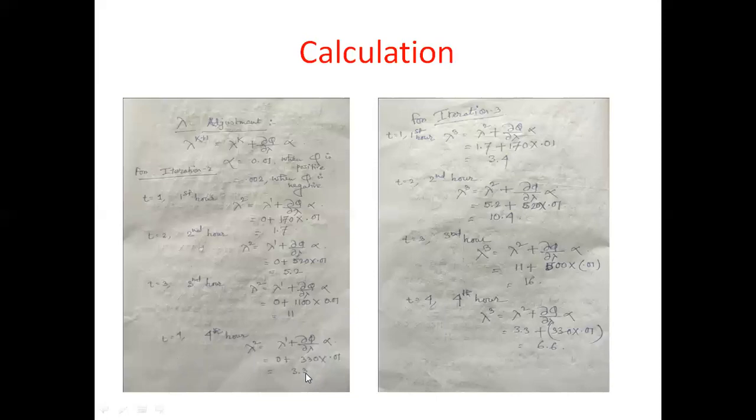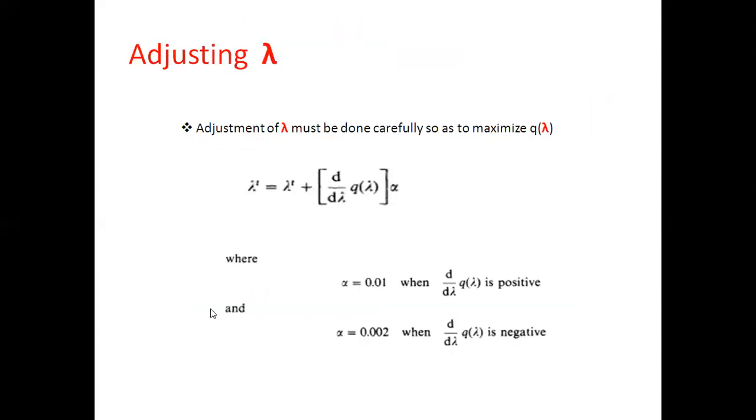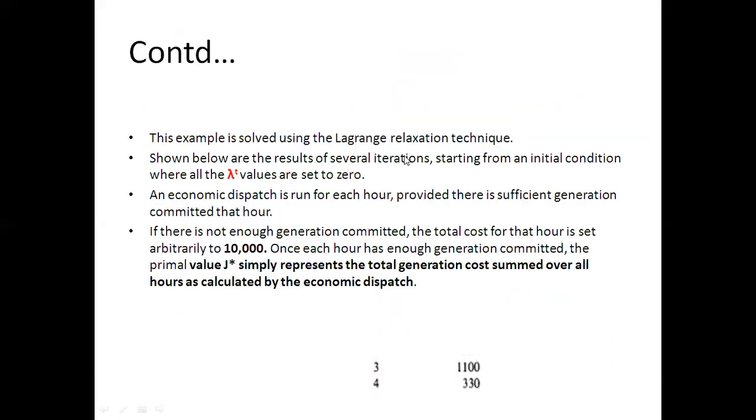In this way, we are calculating the value of lambda in table 2 from table 1. From table 1, we can easily see that all the values, plus 170, plus 520, plus 1100, plus 330, are positive. That is why we are taking alpha as 0.01 in order to calculate the new value of alpha in the second iteration table. So see that part, how we can find the new alpha, that is the adjustment of alpha, with the help of a calculation.